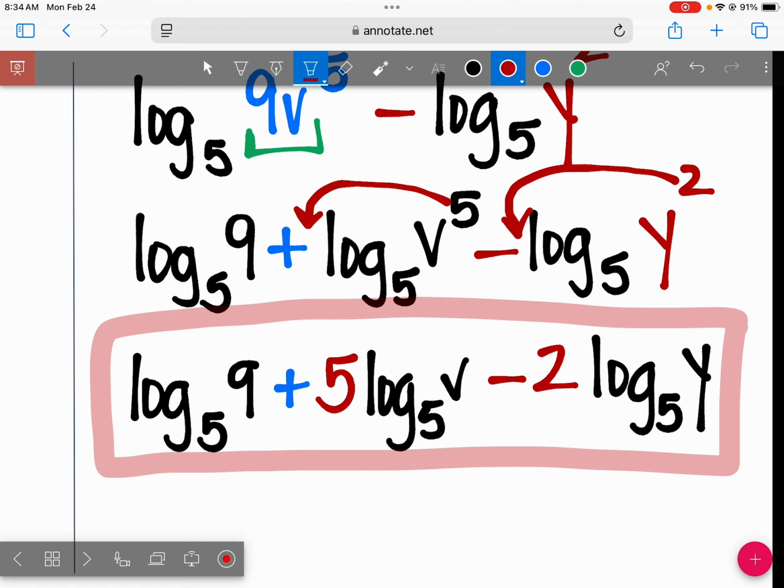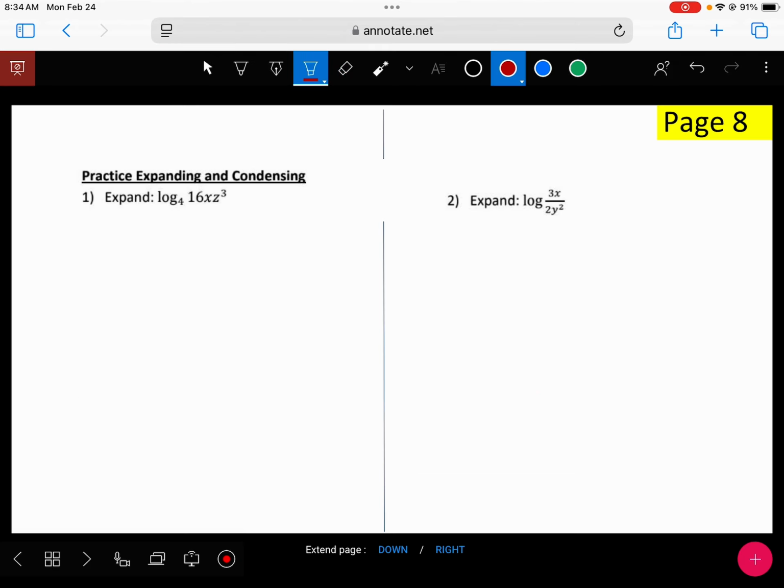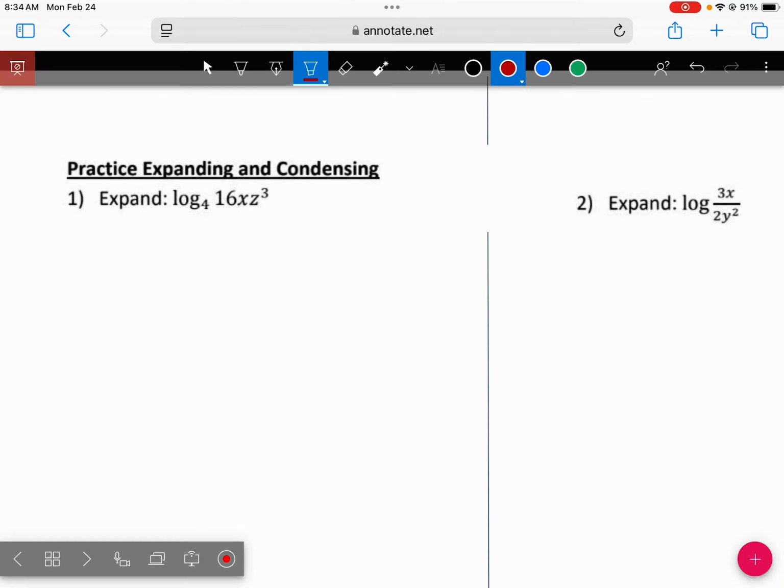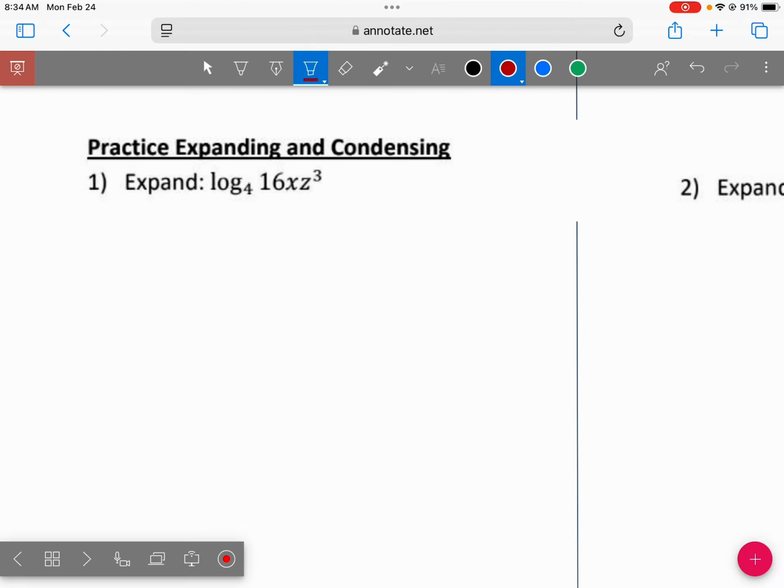So I want you to skip to the next page and go all the way to the bottom. To the very, very bottom where it says practice expanding and condensing. And I want to see you all do number 1. I'm going to come around. I'm going to give you a couple minutes. I want you to try to do number 1 on your own. It's at the very bottom of page 8. The very bottom. Yep.